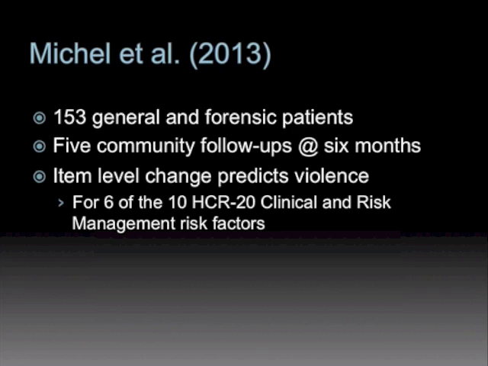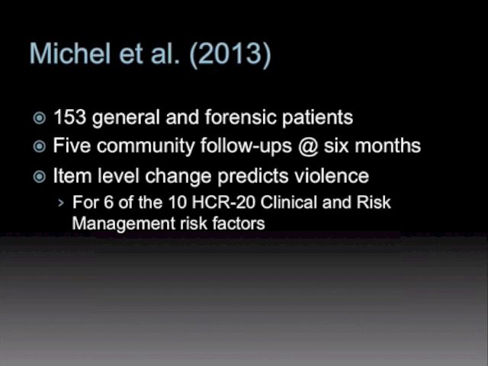153 patients, both general and forensic psychiatric, followed every 6 months in the community this time. So the previous study was in the hospital, this is in the community. And they looked, in fact, at whether item-level change predicts violence in the next 6-month block. So they looked at each of the C and each of the R risk factors.